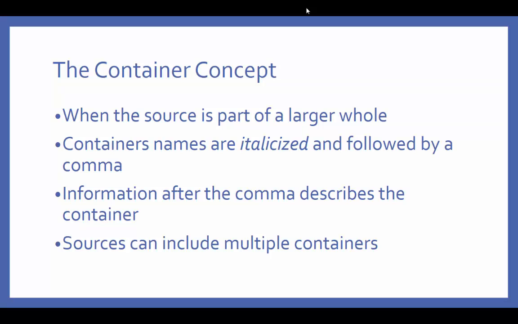A container occurs when a source is part of a larger whole. The name of a container, i.e. ProQuest, is italicized, and the information about that container follows the name. This information is separated by commas, and the container is finished off by a period. Sources can include multiple containers. I expect the types of academic sources our students will be working with will typically include more than one container in a citation.